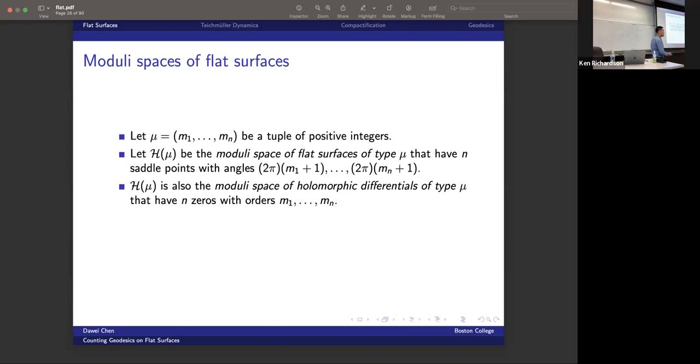And as Boris already asked, the genus actually restricts the possibilities of the zero type or the angle type. Because by Gauss-Bonnet, for a flat surface, maybe you put punctures at the zeros, or the cone points, and the curvature will change by 2π times mi plus 1. If you sum up, on the other hand, minus the Euler characteristic will be 2g minus 2 plus the number of punctures. So you exactly get this relation. So it's a necessary condition for this space H(μ) to be non-empty. So for each fixed genus, you get the number of partitions for all possibilities of this type of flat surfaces. Okay, but we'd like to fix one type and discuss the related geometry.